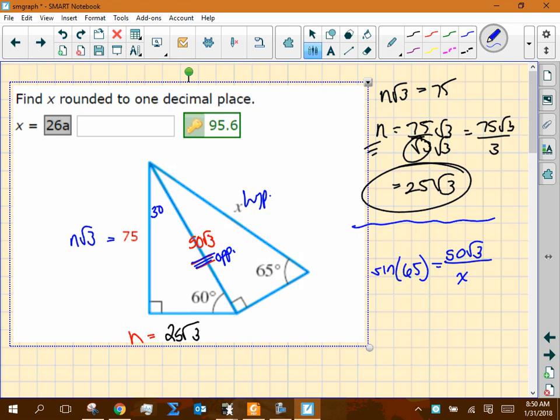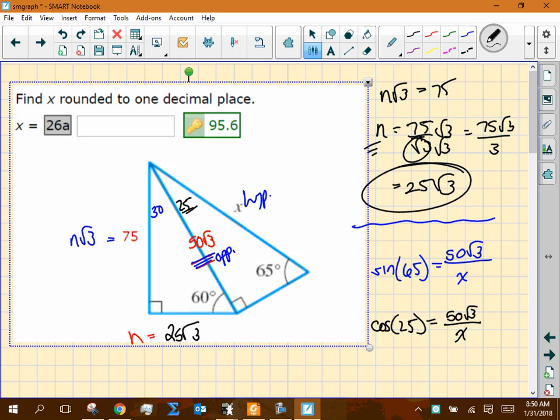Okay? Now, what is the other angle up top in that triangle? Say again? 25. Okay? Could I have used that 25-degree angle if I wanted to? Yeah. And then if I would have used the 25-degree angle, then I would have used the adjacent side and the hypotenuse, right? So cosine of 25 is equal to the adjacent side, which is 50 root 3 over the hypotenuse of x. Okay? So either one of those is fine.